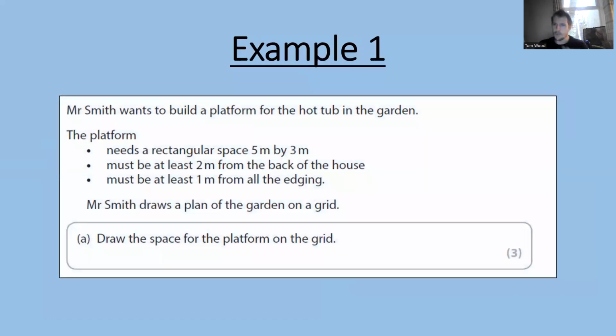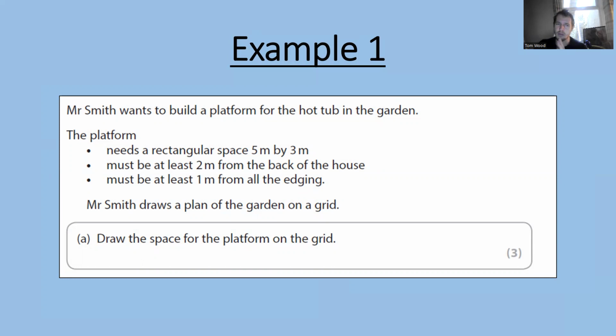So here is an example of this type of question. Mr. Smith wants to build a platform for the hot tub in the garden. The platform needs to be a rectangular space that is 5 meters by 3 meters, must be at least 2 meters from the back of the house, and must be at least 1 meter from all of the edging. Mr. Smith draws a plan of the garden on a grid. Draw the space for the plan on the grid.